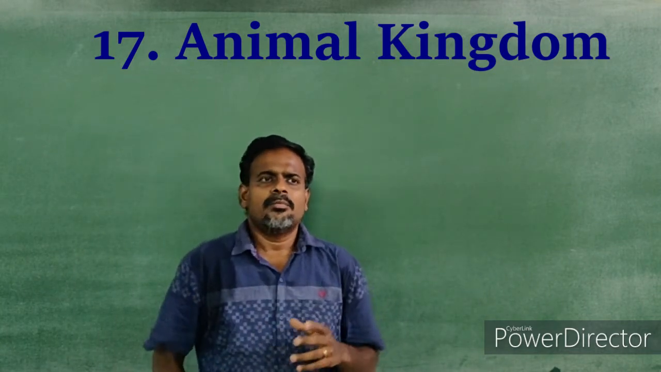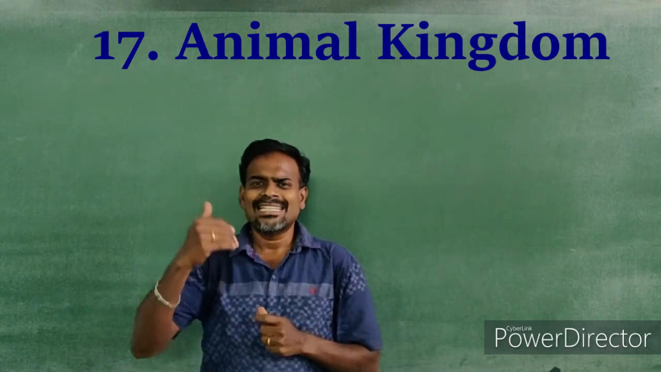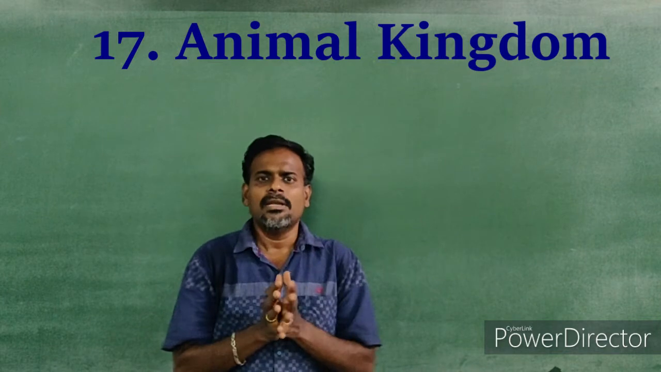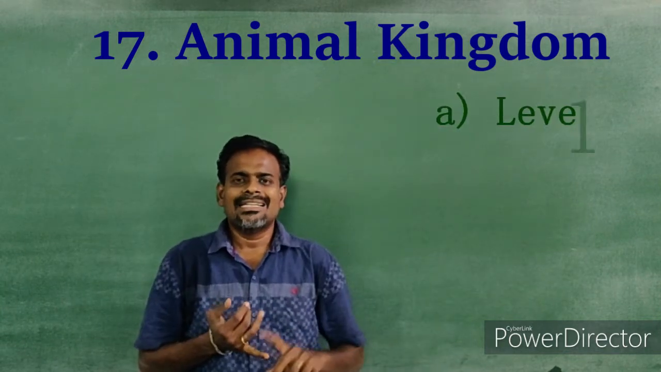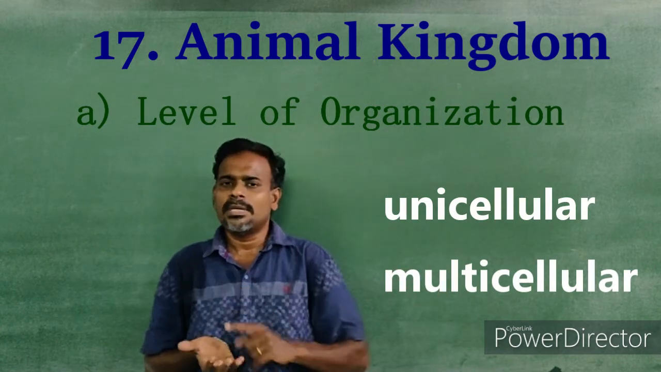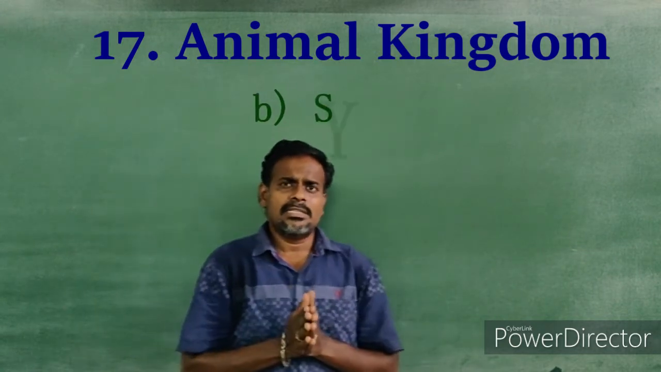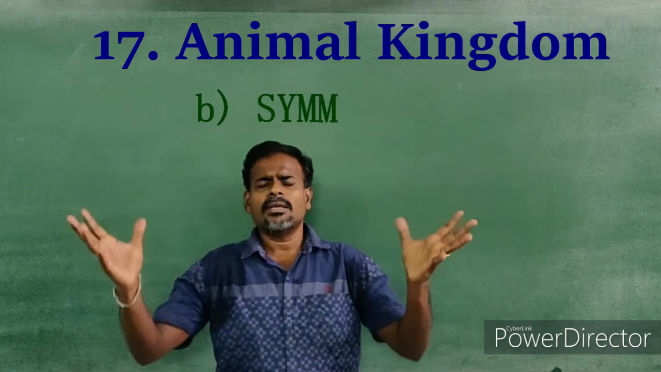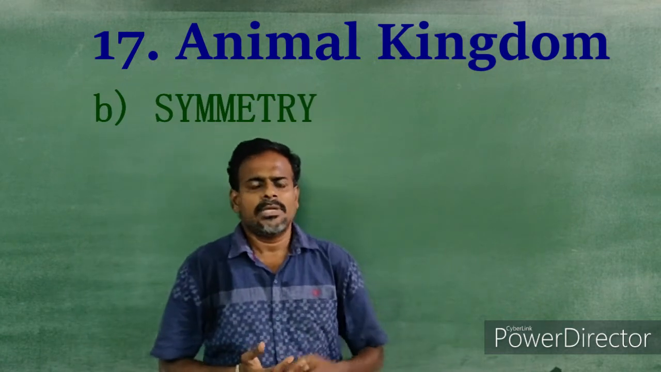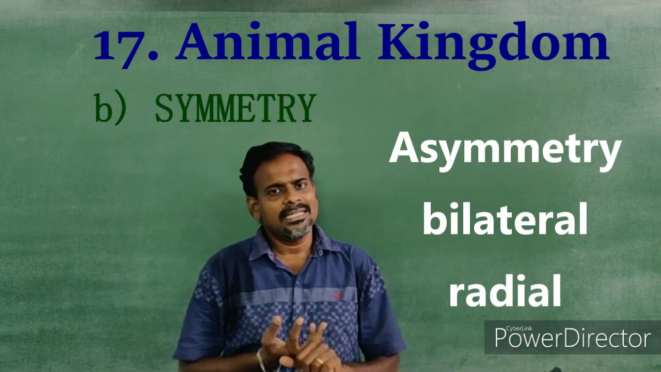And second is based on what concepts they classify. Based on certain features, the whole living organisms, especially the animal kingdom, are classified. First, level of organization, that is whether the living organism is unicellular or multicellular. The second is symmetry, whether the living organism has an equal arrangement of organs or not. Based on that, it is classified as asymmetry, bilateral symmetry and radial symmetry.